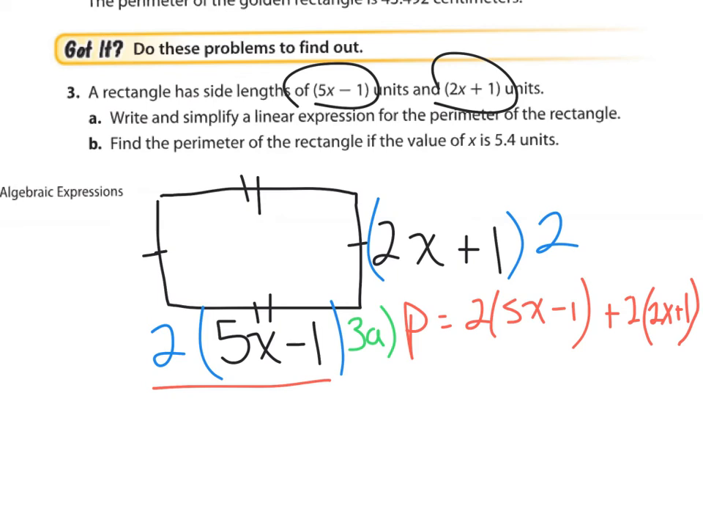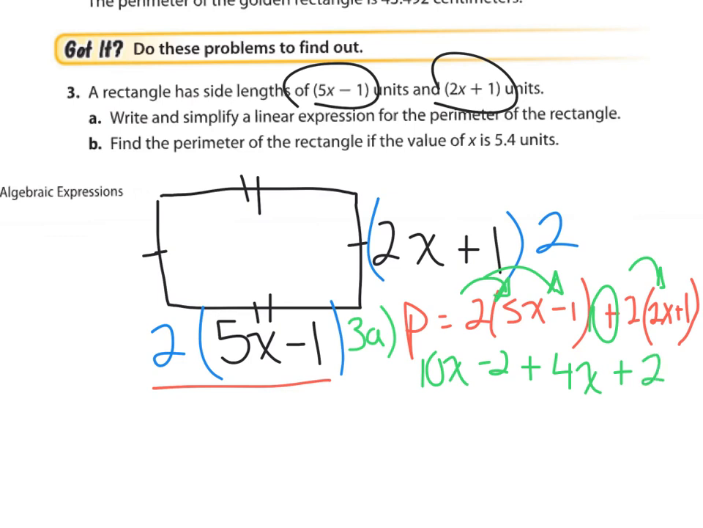Now for 3B, what do they want us to do? Find the perimeter of the rectangle if the value of x is 5.4 units. Okay, so what should we do here? Let's use distributive property, then add all our like terms, and then, at the very end, replace the x. So let's do that. Distributive property here first. So I have 2 times 5x equals 10x, and then 2 times negative 1 is negative 2, plus this plus sign right here. 2 times 2x equals 4x, and 2 times 1 equals 2, so plus 2.